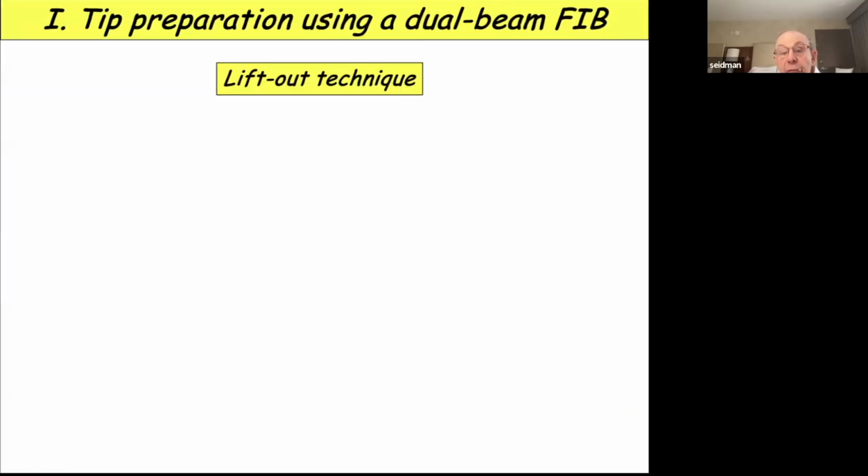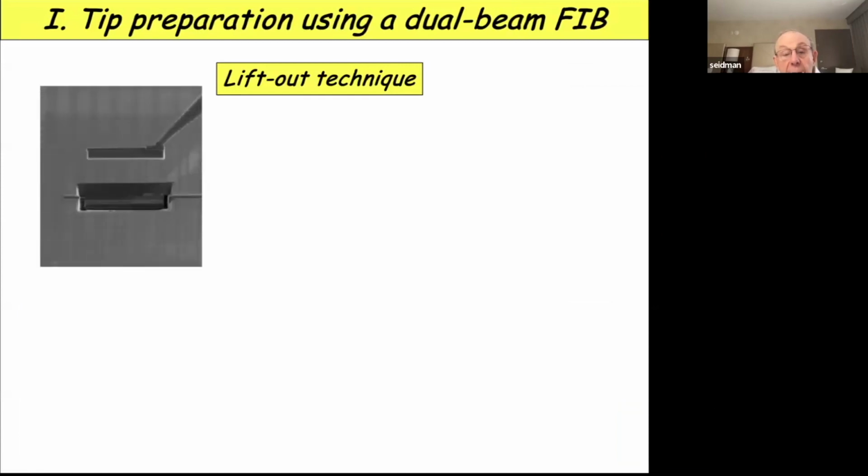Okay, and then you use something that we call a lift-out technique, and we cut with a dual beam FIB, a focused ion beam machine, which is quite expensive, and we can cut out material. And you see here a microprobe is attached to the material. The cross-section of the material we cut out has a triangular shape.